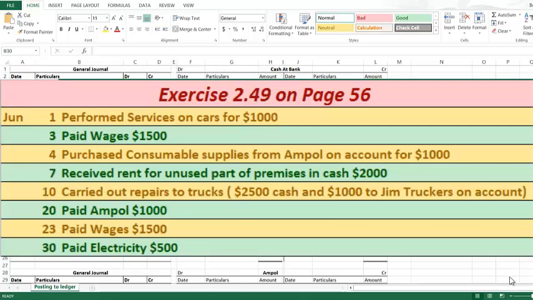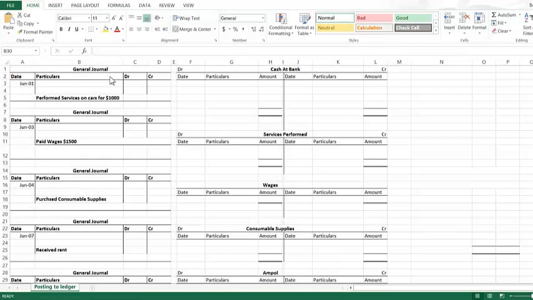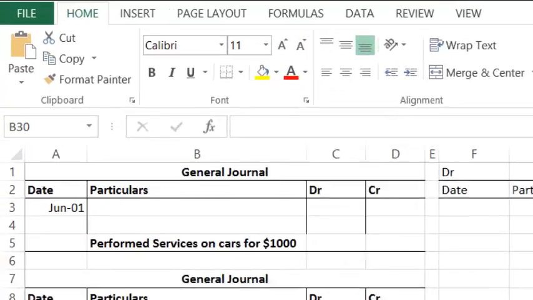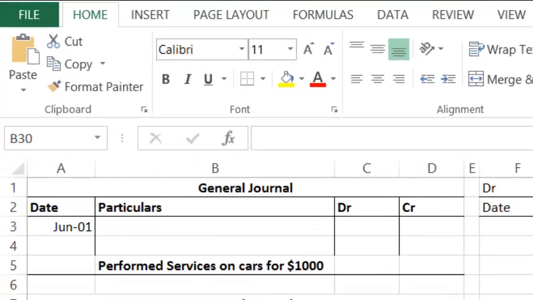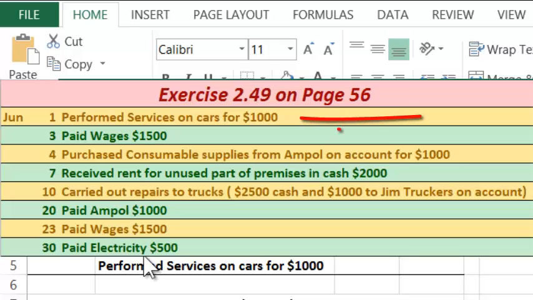What I'm going to show you here is the full solution to exercise 249, which is in your text in chapter 2 on page 256. What I've done on the left hand side here, I've prepared the infrastructure to record all these general journals. I'm going to show you then how to post that to the cash at bank account, and lastly to balance, and then lastly to put it into a trial balance. Let's start.